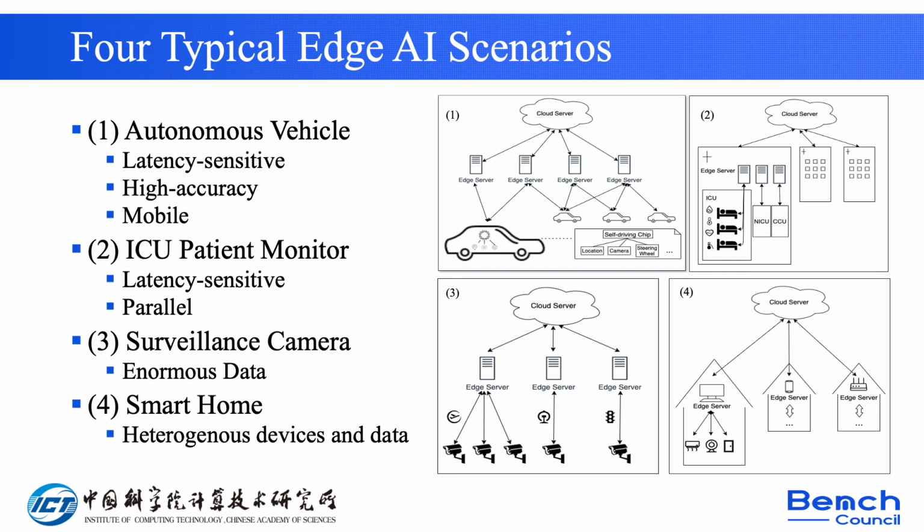In Edge AIBench, we extract four typical scenarios which can represent those characteristics: autonomous vehicle, ICU patient monitor, surveillance camera, and smart home. This figure shows those four scenarios in Edge AI environments. We think they can represent the complexity of all of the edge computing applications. The autonomous vehicle represents the latency-sensitive, high accuracy, and mobile characteristics, and ICU patient monitor represents the latency-sensitive and parallel characteristics, and surveillance camera represents the enormous data characteristics, and smart home represents the heterogeneous devices and data.